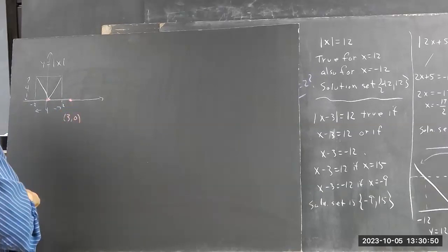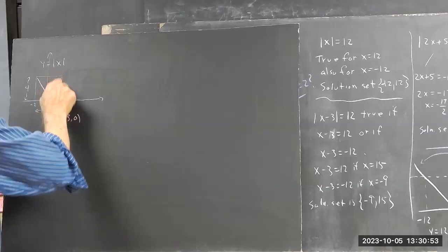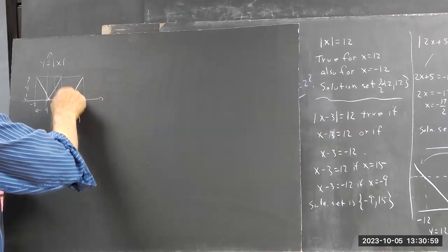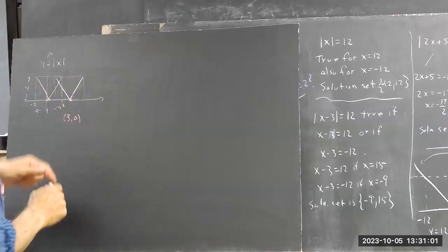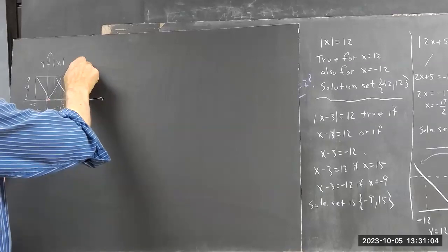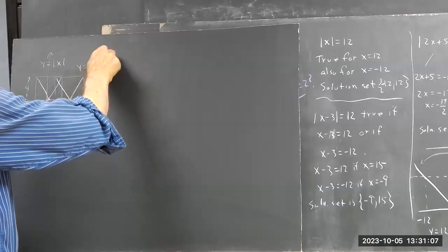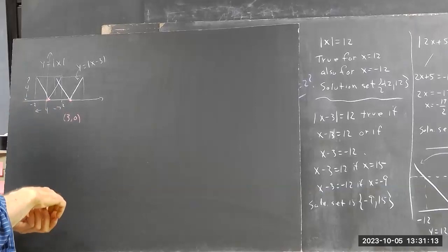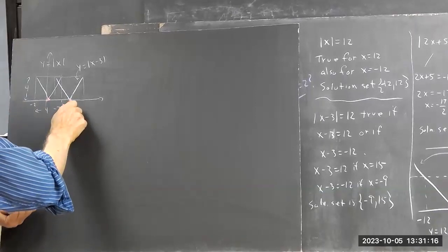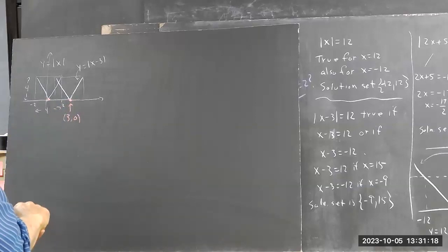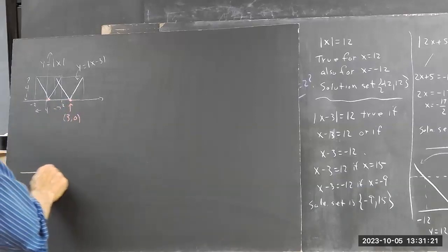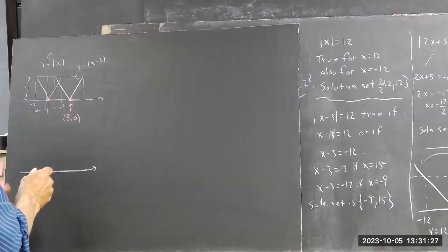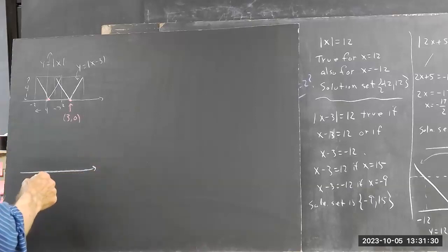And now I sketch a square, and there's a graph of y equals absolute value of x minus 3 with the vertex, you want to call it that, at 3, 0. Well, this means that I can draw a bigger graph so I can get out to x equals 12, or y equals 12.